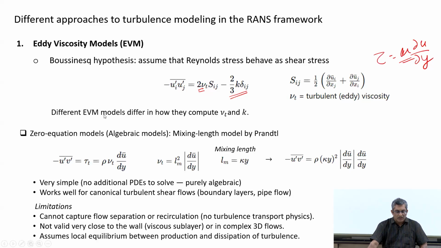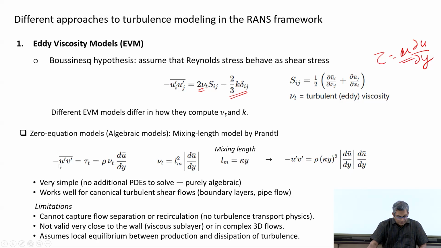Now, basically different models differ in how we compute these two terms. We wanted to express the Reynolds stress terms in terms of mean components. But now instead of that, through this type of model, we have two unknowns. So, how do we model these two? Then we have the zero equation model, which is basically an algebraic model, for example, the mixing length model by Prandtl. You would have come across this when you studied turbulence.